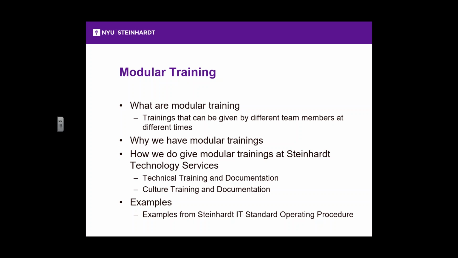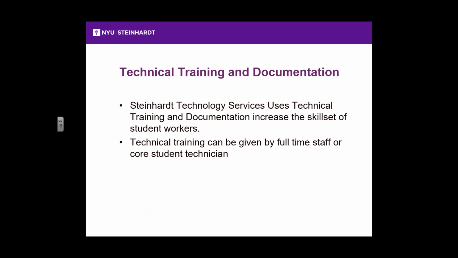And we give these trainings multiple ways, right? So we have technical trainings and documentation, and then cultural trainings and documentation. I want to show an example of a modular training that we would give. So technical training and documentation is Steinhardt Technology Services. We use technical training documentation to increase the skill set of student workers. And then the technical training could be given by a full-time staff member or a core student technician. And usually for each piece of technical training, there's a piece of documentation that corresponds with it.